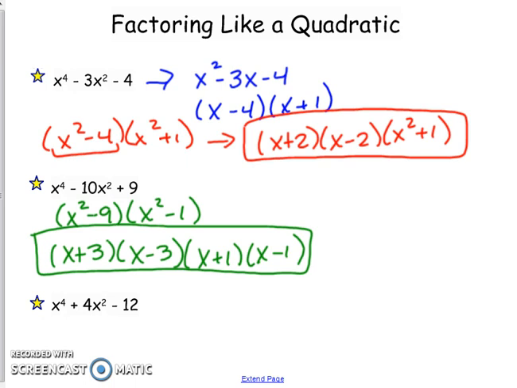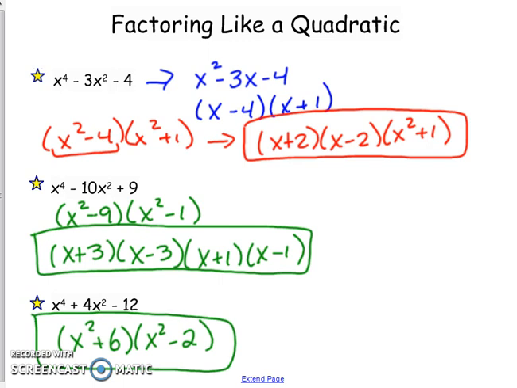Okay, and similarly, in the next one, we're going to, again, factor as if it were a quadratic. So multiplies to negative 12, adds to 4. So we're going to use x squared plus 6, and then x squared minus 2. And since I can't take the square root of 2, I'm not going to break that one down at all. It's not difference of squares, so I just leave it the way that it is.